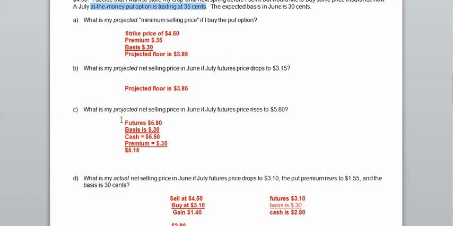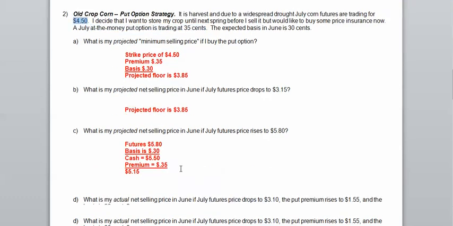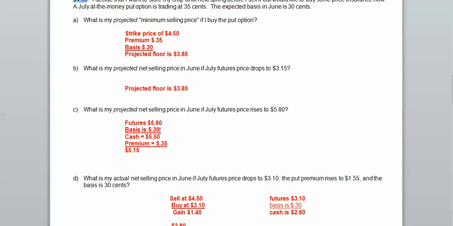For example, in C, what's my projected net selling price in June if July futures price rises? Okay, so if futures price is up to 580, we're not going to exercise this option. We have the option to sell at 450. We'll go ahead and sell. Futures price is 580, basis is 30 cents under. That means we got 550 for our cash corn. That's great. We do have to take out the 35-cent premium that we did pay. That yields $5.15 for a realized price.